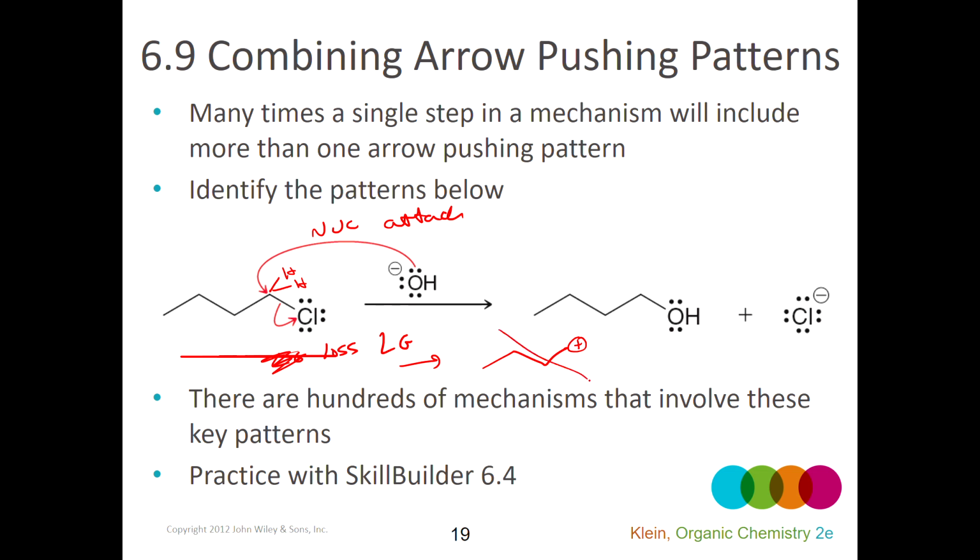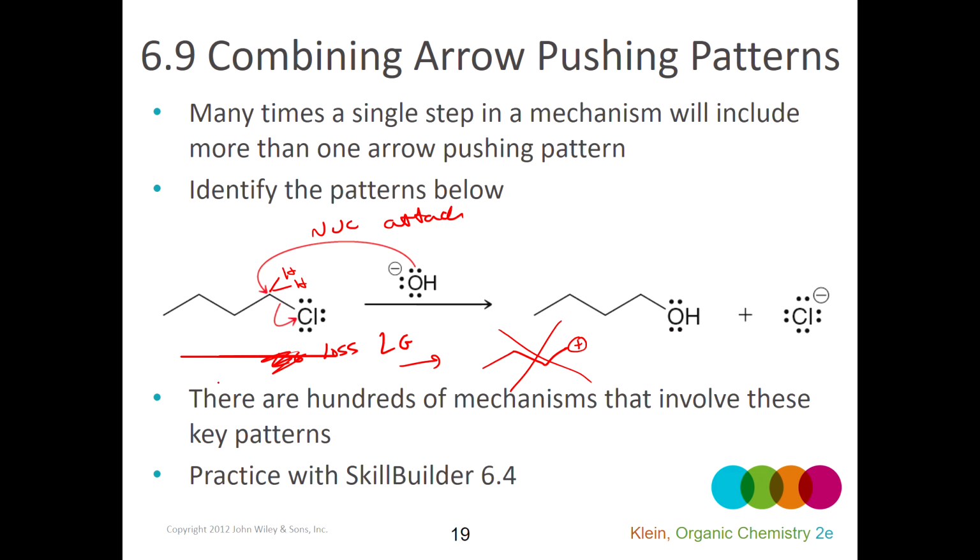So primary carbocations typically are too unstable to form in most reactions. So this reaction requires both to occur at the same time. The nucleophilic attack has to happen in just the right orientation, which we'll talk about more later, as the leaving group's leaving. Those two have to happen at the same time in order for it to go through a relatively stable pathway.